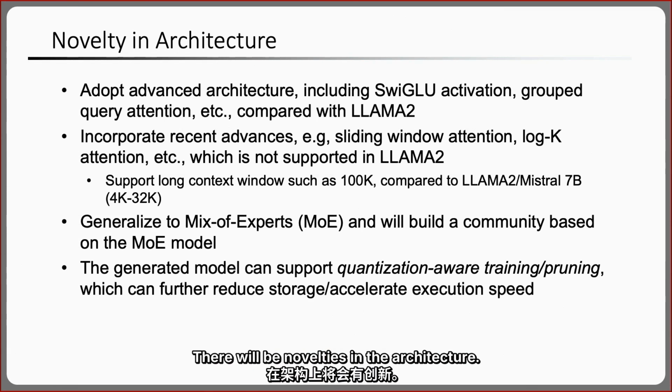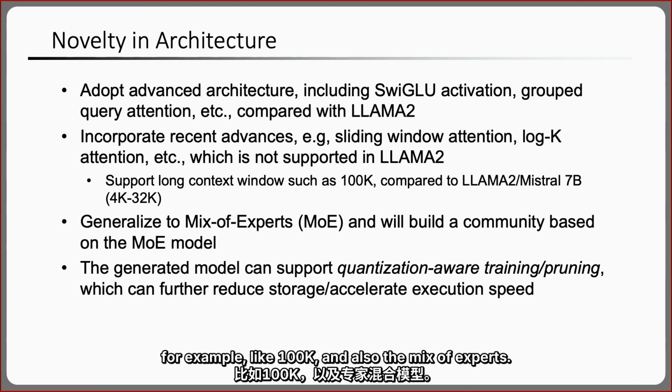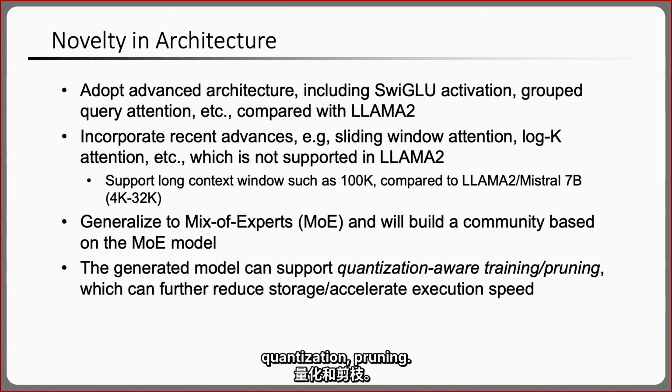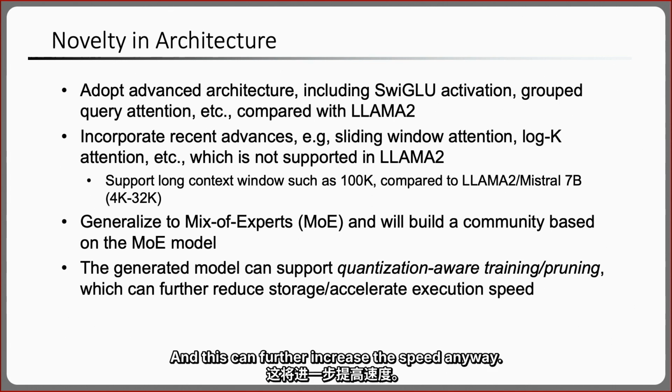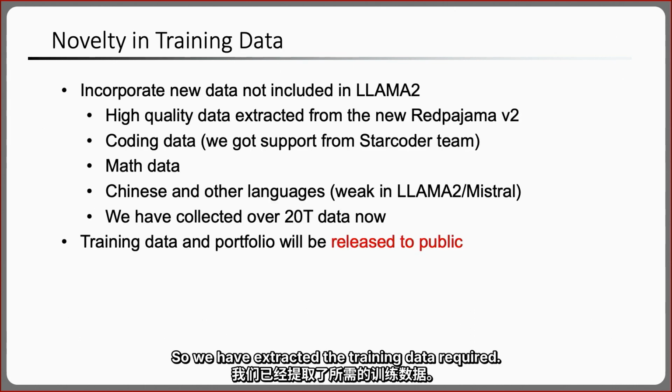There will be novelties in the architecture, for example advanced architectures. We are going to incorporate recent advances to support the large language model, to support a long context window, for example 100K, and also a mixture of experts. Our model can support quantization-aware training, quantization, and pruning, and this can further increase the speed.